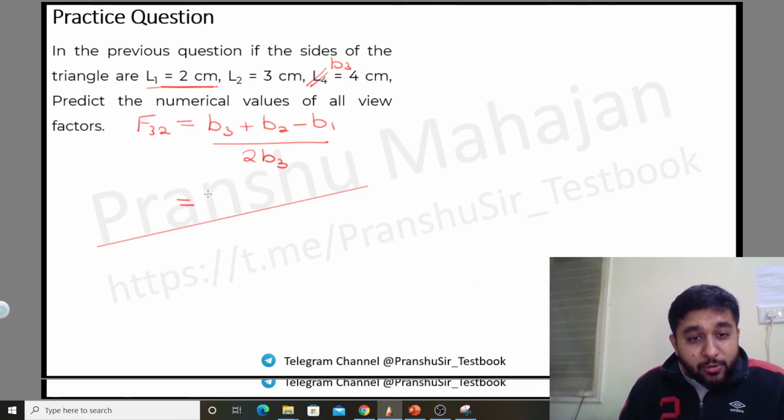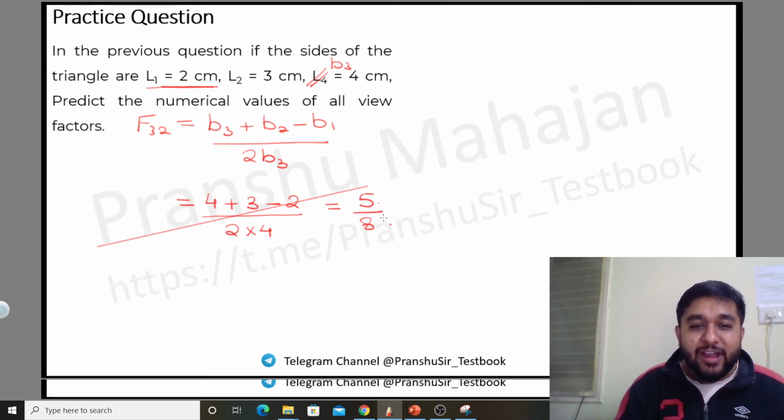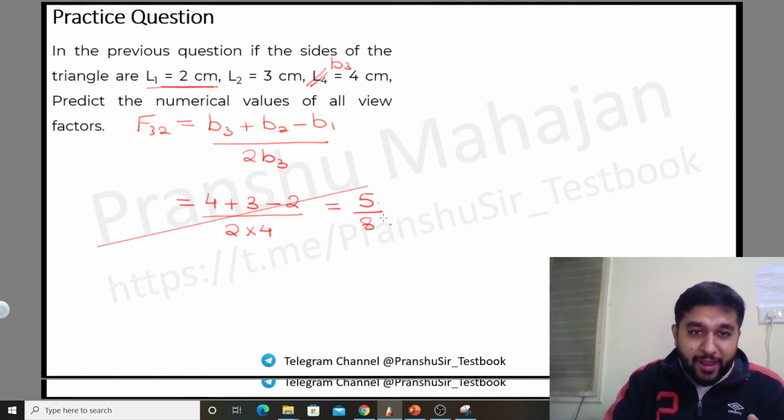So how much will be this value? B3 is equal to 4 centimeter, B2 is equal to 3 centimeter and B1 is equal to 2 centimeter, upon 2 times B3, that is 2 into 4. So I think this will become 4 plus 1, that is 5, 5 upon 8. So this is the view factor F32. In a similar manner, you can find out any view factor.